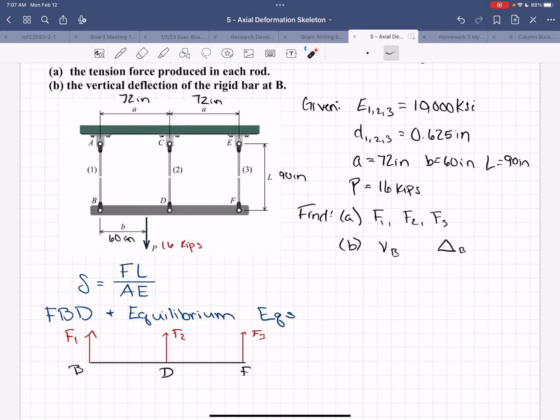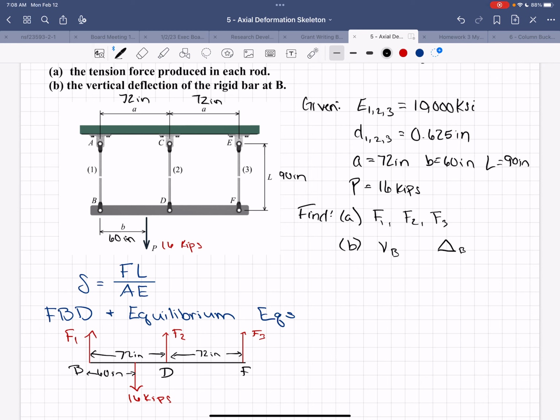So on our free body diagram, we should put load P, which is 16 kips, and we should label some dimensions, like this 60 inches, and this is 72 inches, and this is 72 inches. All right, that looks like a good free body diagram.